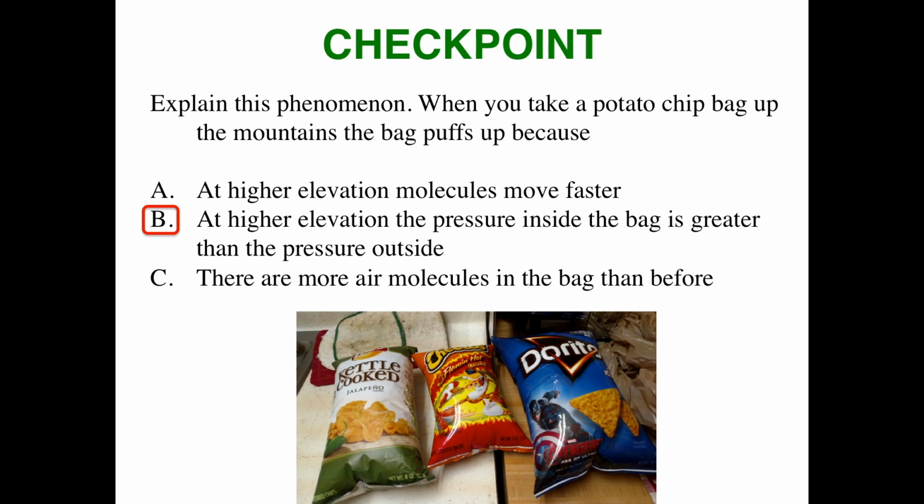So the answer is B. At higher elevation, the pressure inside the bag is greater than the pressure outside. If that bag of potato chips was manufactured at sea level, it has the atmosphere of sea level, which is higher than the mountain, right? So when it goes up the mountain, the pressure inside the bag is higher than the pressure outside the bag. Because the pressure inside is higher, it is better at pushing out, and the pressure outside is less able to push in, so this potato chip bag would then puff out like this.